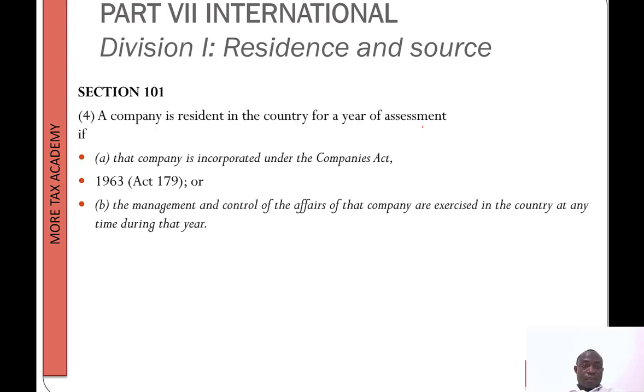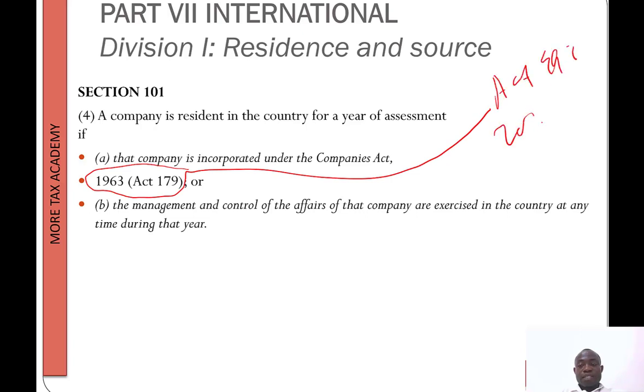talks about companies. It says that a company is resident in the country for a year of assessment if that company is incorporated under the Companies Act. We need to change this one because now it is going to be Act 992, 2019. So no more Act 179 of 1963. In the law you see it as Act 179, but because of the change in exams we don't expect you to write 1963 because that will be a dead law. So if the company is registered in Ghana or incorporated, we go to the Registrar General and we're able to tell that the company has a registration document, then automatically the company becomes a resident company.